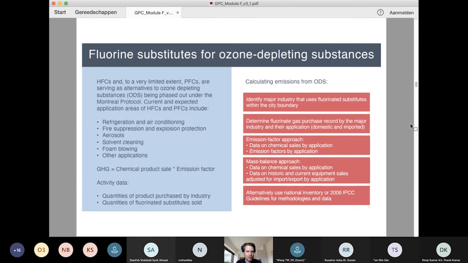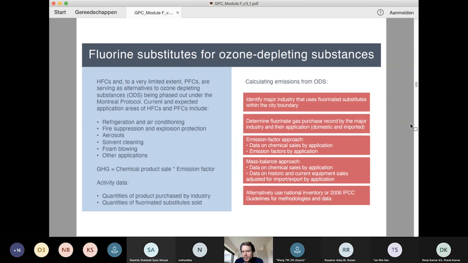We're now trying to phase out these HFCs and PFCs because of their climate impact, but they're still very widely used because of their strong chemical properties. They're used in air conditioning, so all your air conditioners will have these F gases in them, in your refrigerators, in fire suppression, explosion protection, aerosols, solvent cleaning, foam blowing, and many other applications. You'll find that a lot of these gases are used in everyday products without us really knowing, and they'll be in every single home as well.